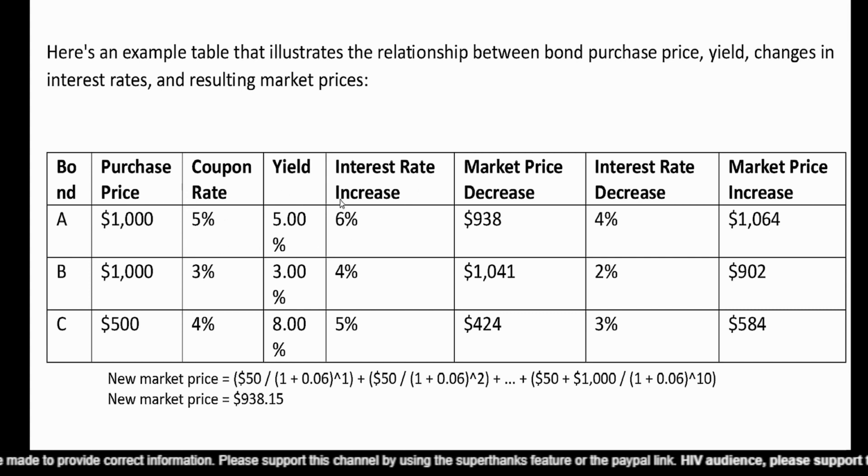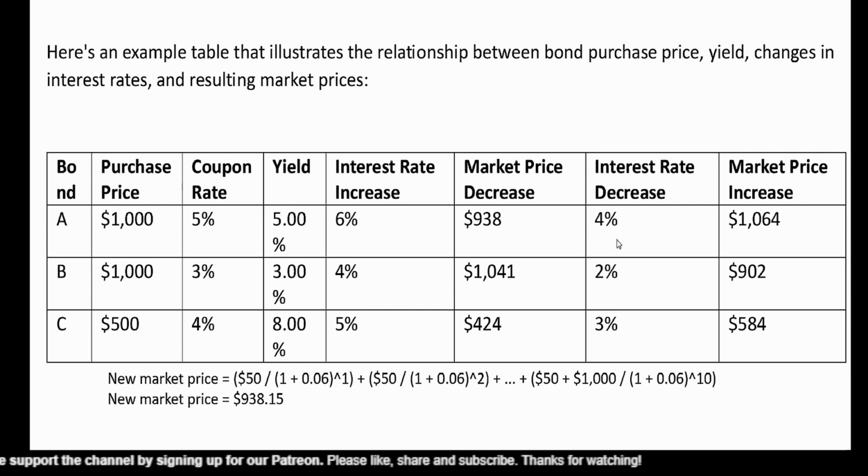And if the interest rates were to increase to 6%, then the market price of the bond, which was $1,000 when it was bought, when the coupon rate was 5%, will now have a market value of $938. So basically the market price will go down.